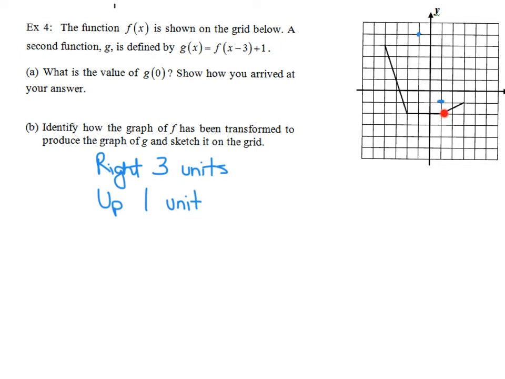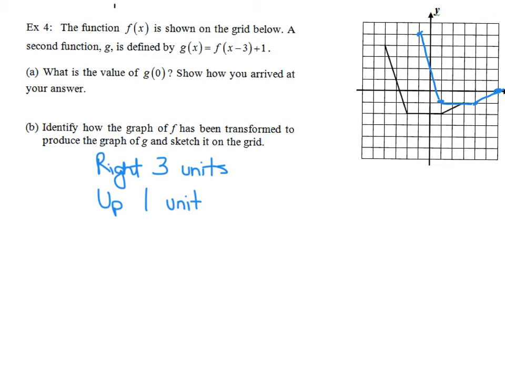Let's take this point right here, and you'll notice that I'm taking the points of this function and going to the right 3 units and up 1 unit, so I'm going to go right to here. And last, let's take a look at this point right here. Go to the right 3 units and up 1 unit, so it brings me to that spot right there. So I can now connect those points and get my new graph for g of x.